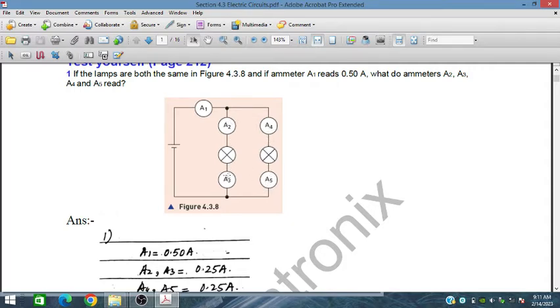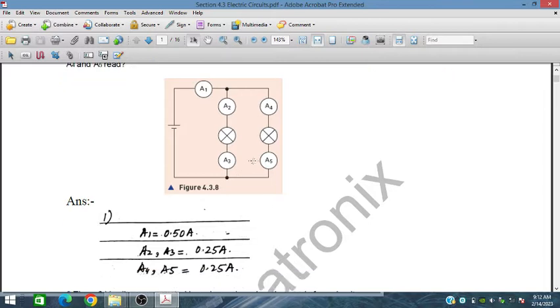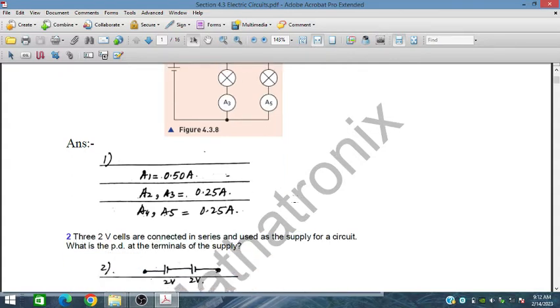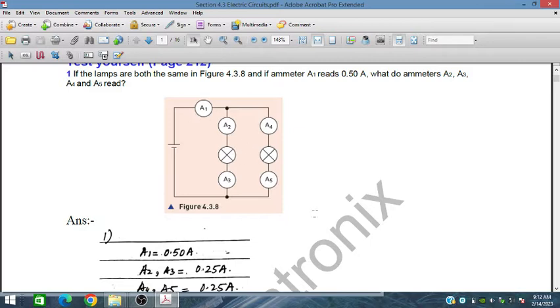A2 and A3 are in series, A4 and A5 are also in series, the same path, and these two loads are connected in parallel. This path and this one are connected in parallel because these points are common. So A2, A3 will read 0.25, and A4 and A5 will read 0.25 ampere. So this is simple.